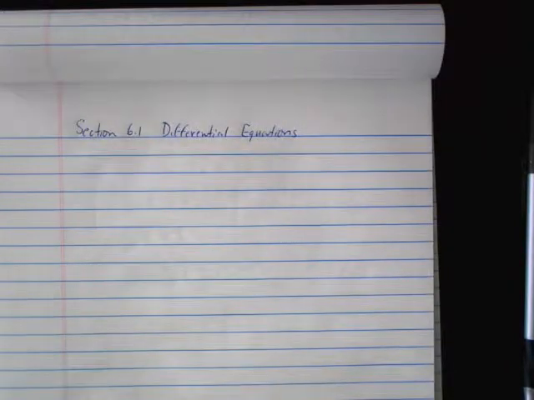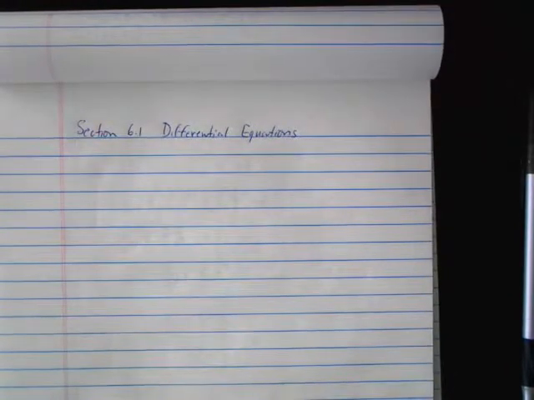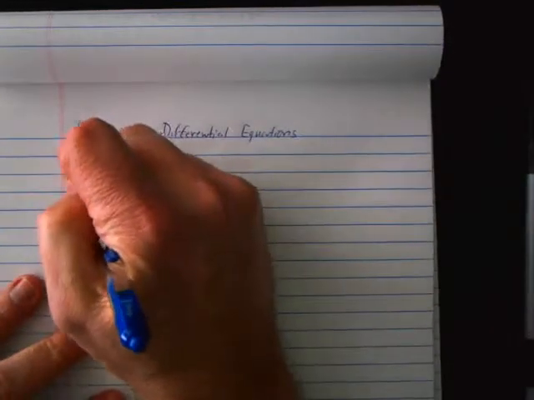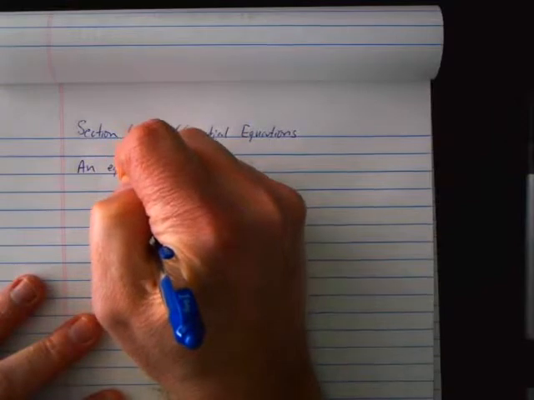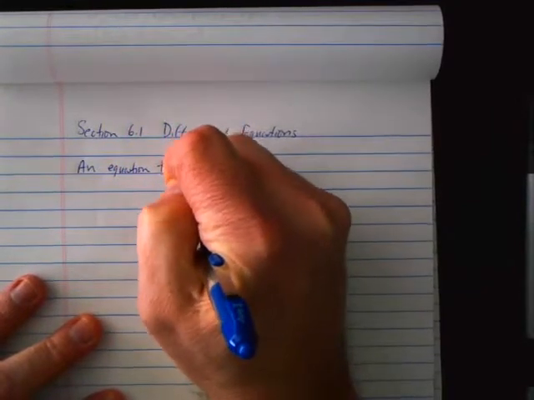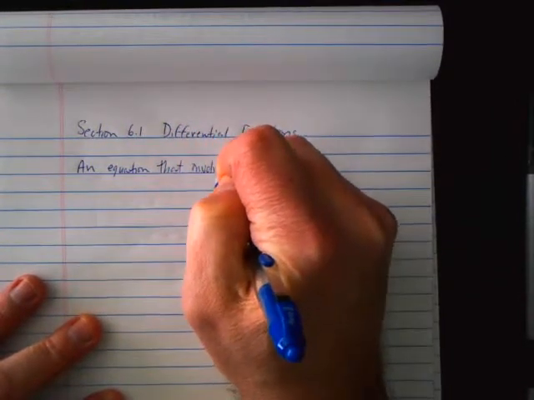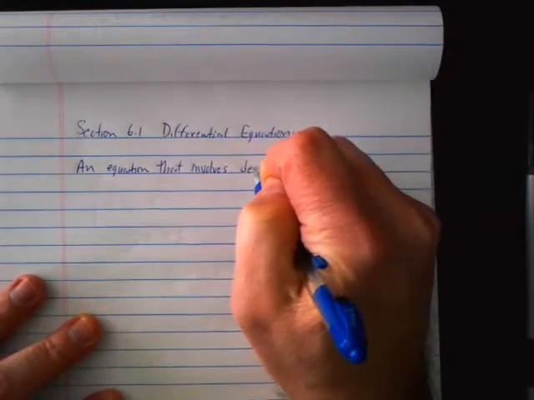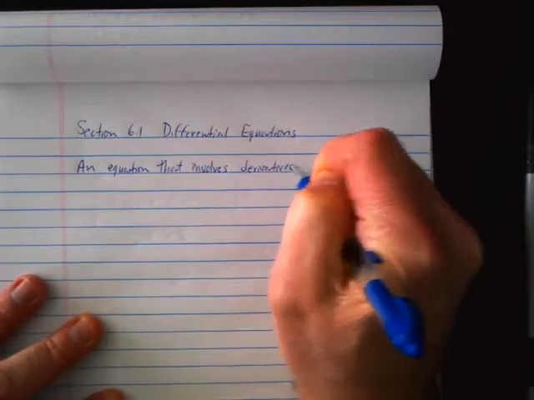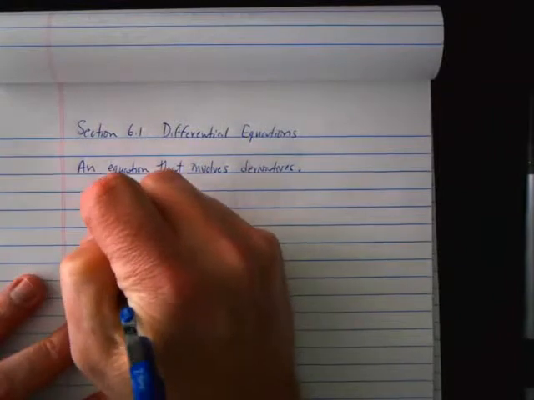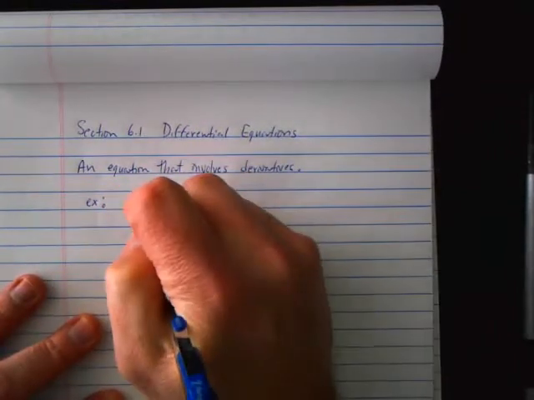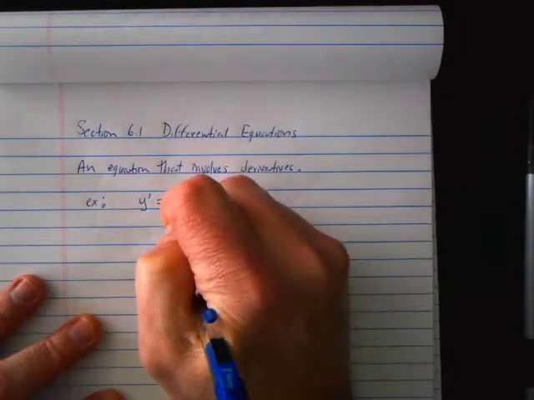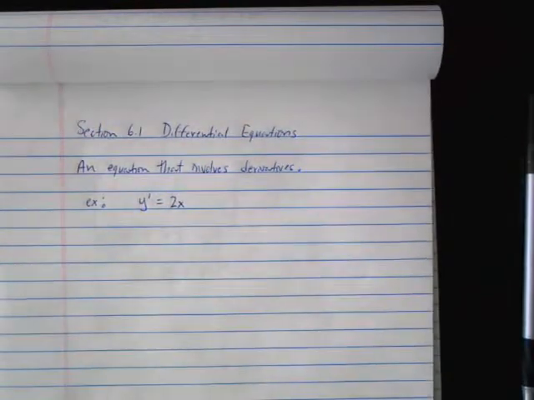Section 6.1, we're going to talk about differential equations. Anybody know what a differential equation is? An equation that involves differentiation to solve. It's an equation that involves derivatives. For example, a very simple differential equation, y prime equals 2x.